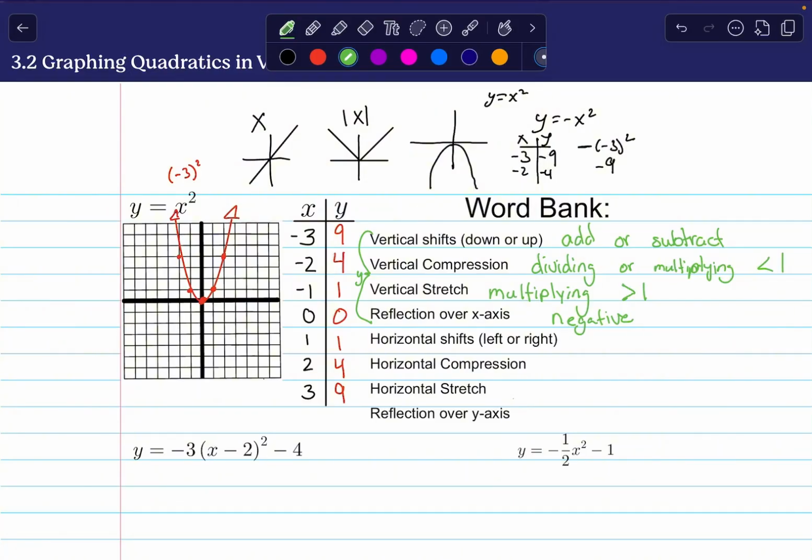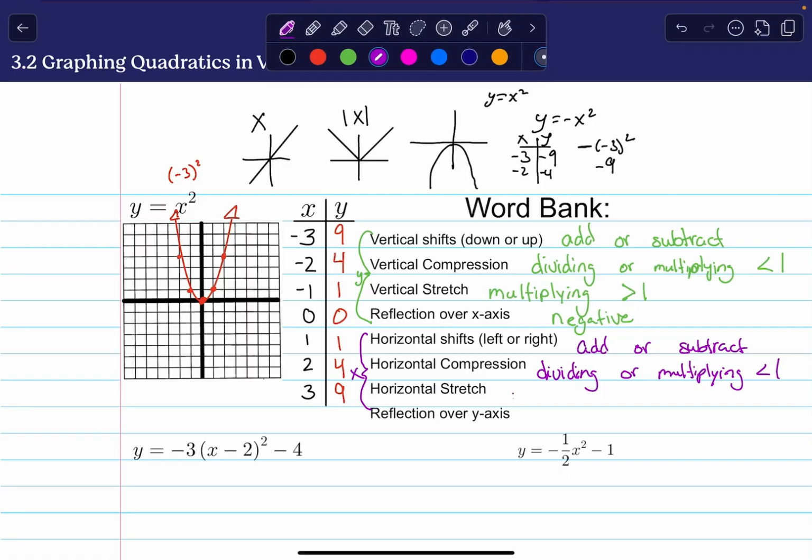Okay, so then horizontal shifts. Well, if all the vertical stuff is with y, the horizontal stuff has to be your x's. And it repeats the same thing. This is when you add or subtract. Horizontal compression is when you're dividing or multiplying by a number less than one. Horizontal stretch is when you're multiplying by a number greater than one.